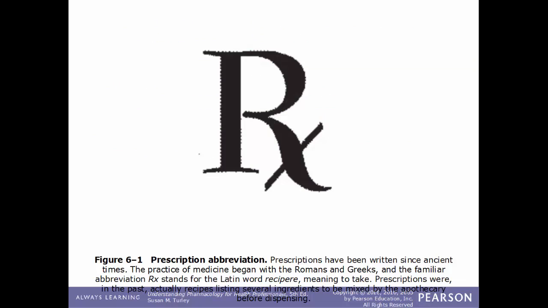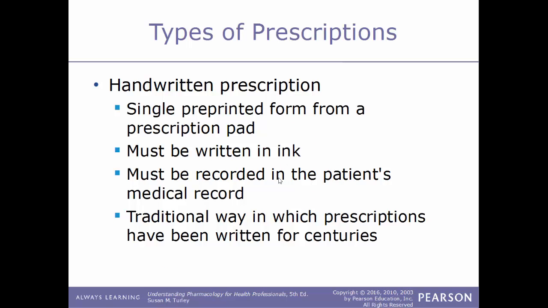Here is the classic symbol that represents prescription. It is a capital R with a line through this part here. So you actually have the R and then X together. That comes from the Latin word recipere, which means to take, because drugs are actually recipes for combining other components to make a drug. Alright, now we'll cover different types of prescriptions.